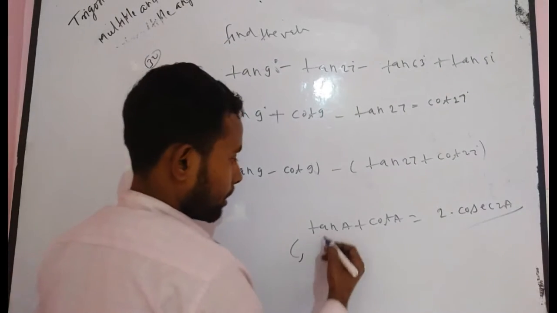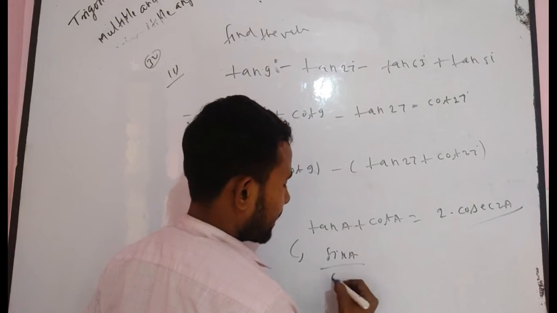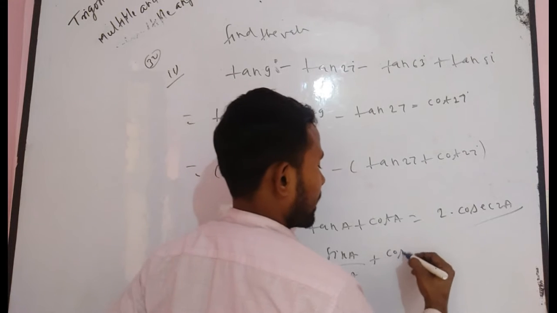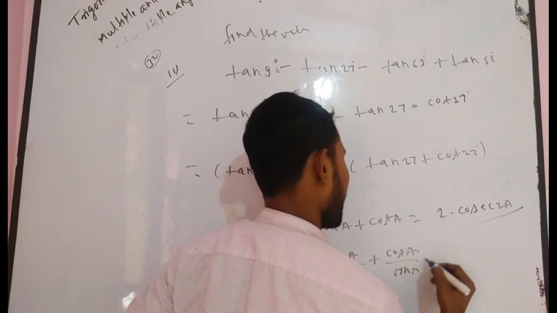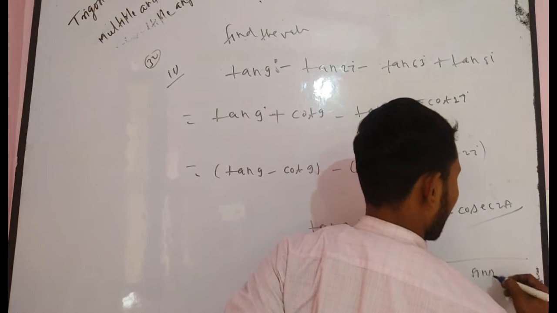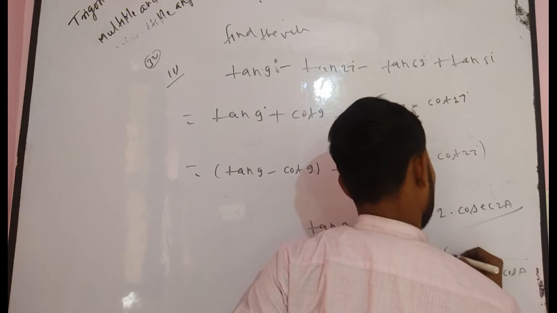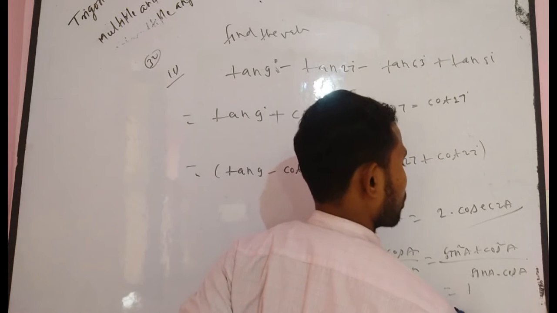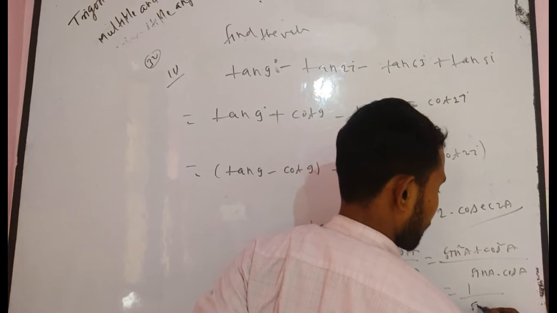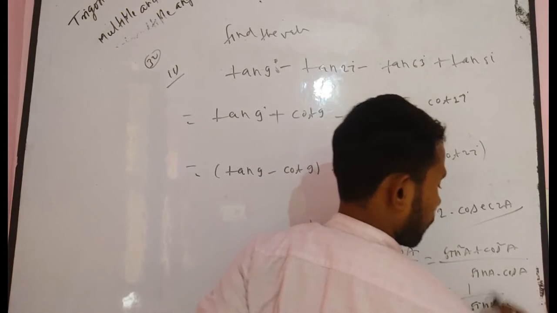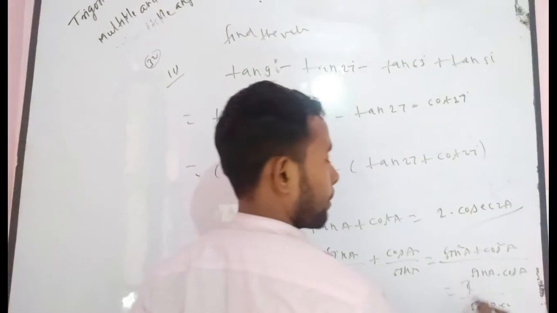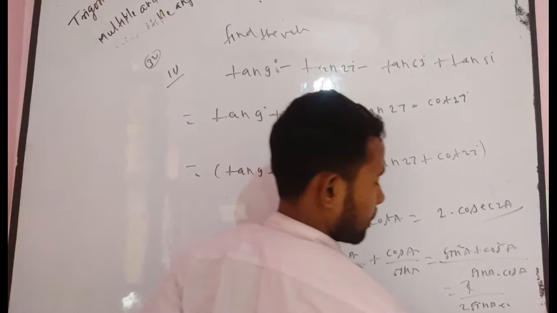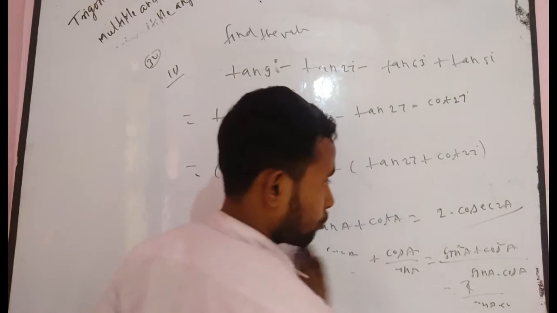Now I want to prove it. Tan A is equal to sin A by cos A, plus cot A is equal to cos A by sin A. After manipulating it, you get sin A into cos A in the denominator, and in the numerator you get sin square A plus cos square A. As you know that sin square A plus cos square A is equal to 1, it is 1 divided by sin A into cos A. If you multiply numerator and denominator by 2, you get 2 times cosec 2A simply. I think you understand.